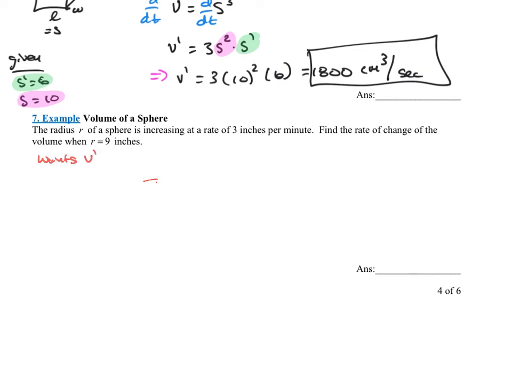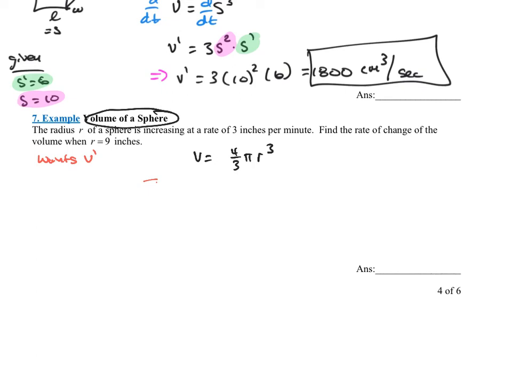So what do you need to remember? You need to remember what's the volume of a sphere. Well, the formula for a volume of a sphere is 4/3 pi r cubed. If you don't have that memorized, put that on your note card for when you take that test, if you're allowed a note card.